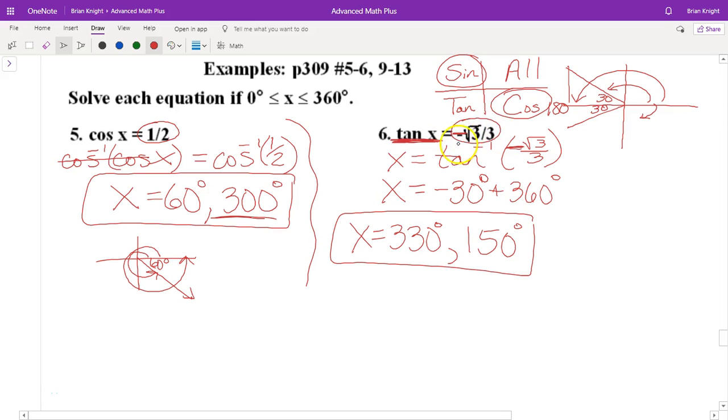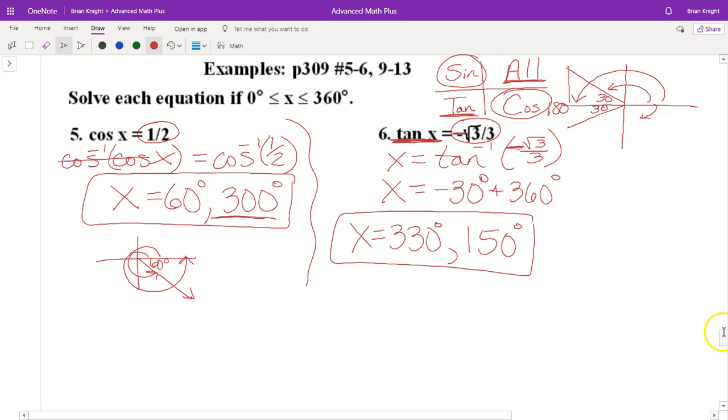If tangent's positive, it would have to be in the third or first quadrant for my answer. Is that making sense now? So if tangent is negative, the angle is going to be in the second or fourth quadrant. Okay? All right?